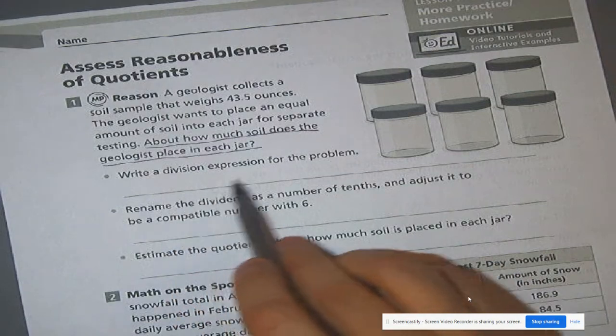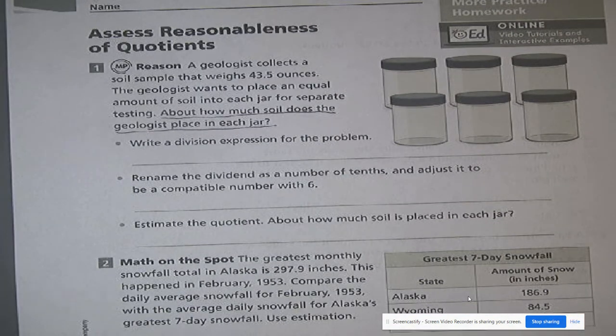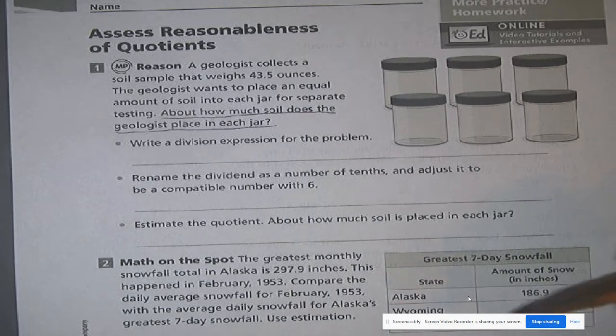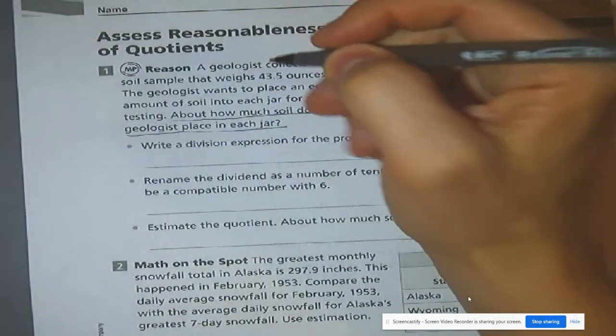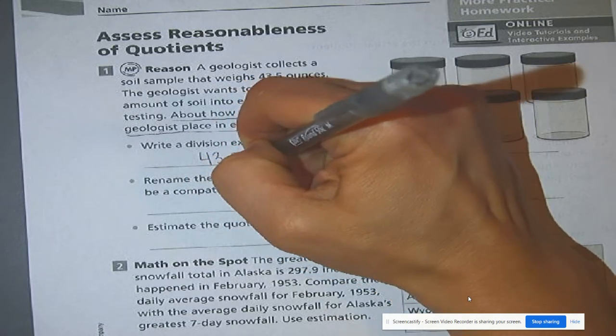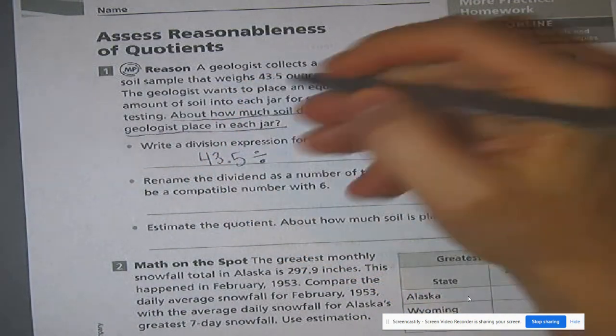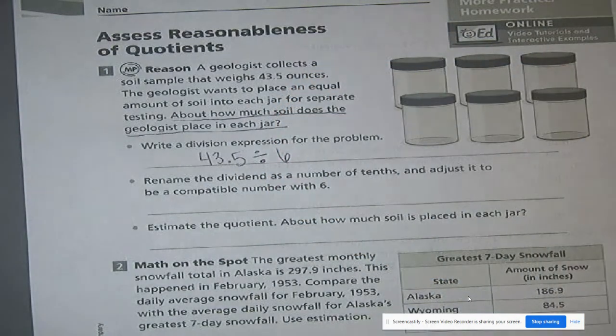It says write a division expression for the problem. Well, what's the difference between an expression and an equation? An expression is what we do. It doesn't have the equal sign or the answer. So we're going to start with 43 and 5/10, and we're going to divide it by how many jars we're separating it into. Divided by 6.